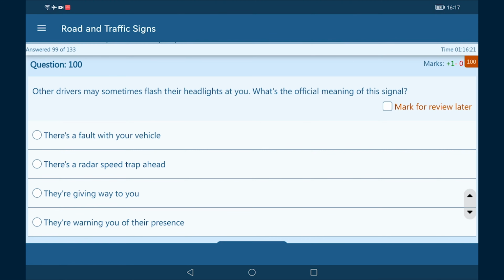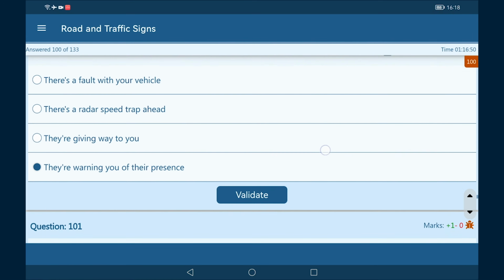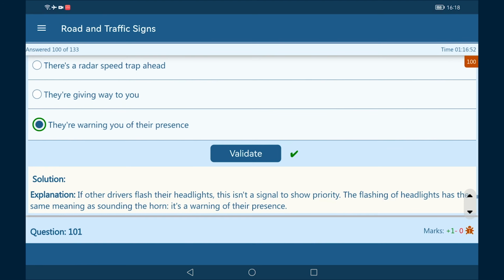Question 100. Other drivers may sometimes flash their headlights at you. What's the official meaning of this signal? Option 1. There's a fault with your vehicle. Option 2. There's a radar speed trap ahead. Option 3. They're giving way to you. Option 4. They're warning you of their presence. The correct answer is option 4, that is, they're warning you of their presence.